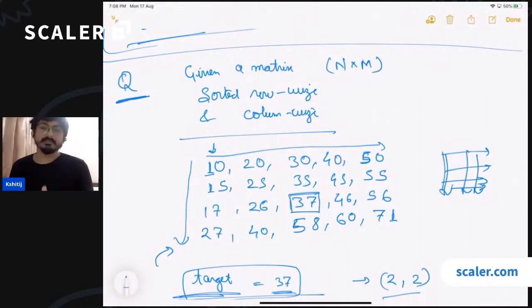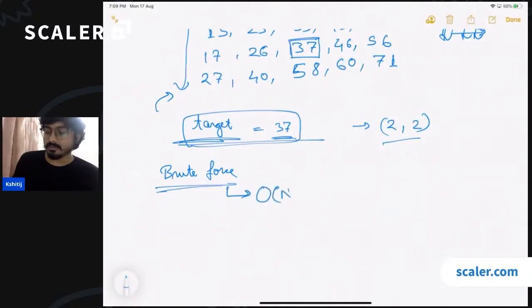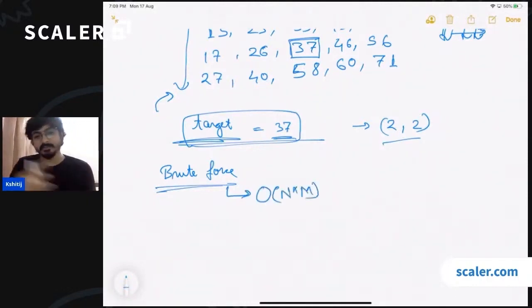If you do this, what is going to be the time complexity? If you are traversing each and every element, how many elements are there? This is going to be order n into n. Right? There will be one loop which will run from 0 to n, then there will be another loop inside that which will run from 0 to n, right?